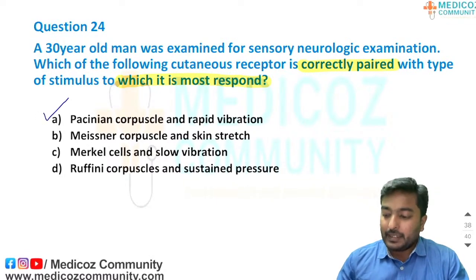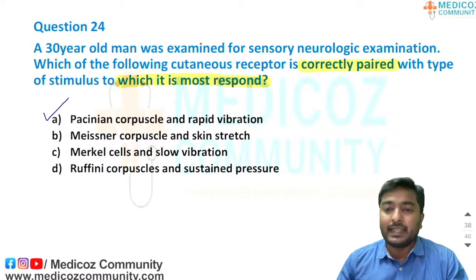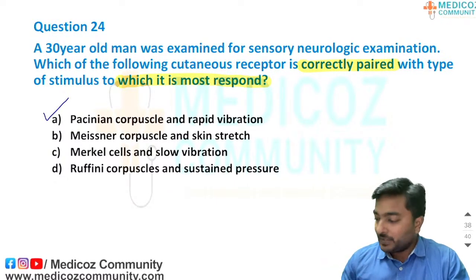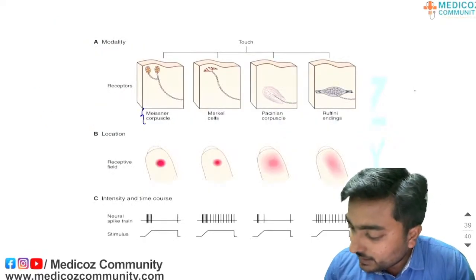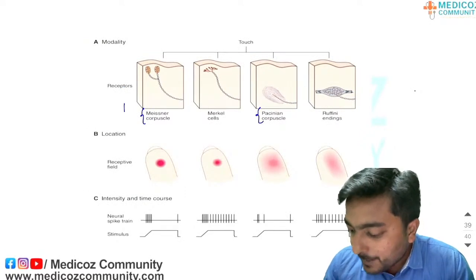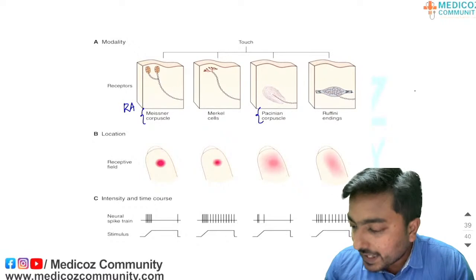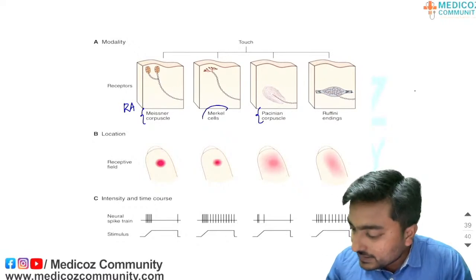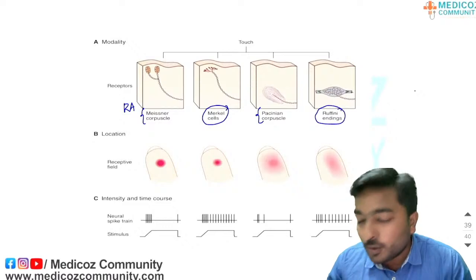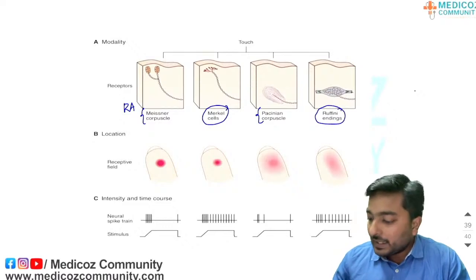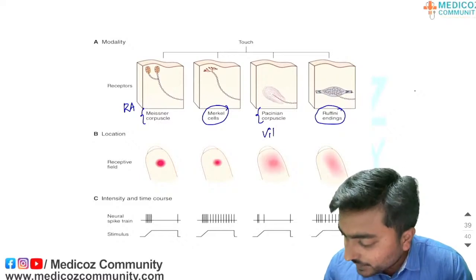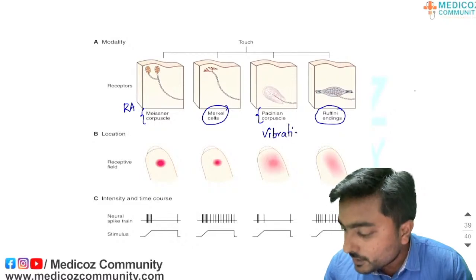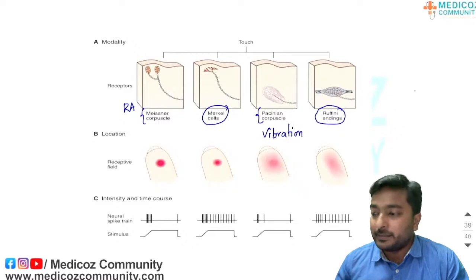Option A, Pacinian corpuscle and rapid vibration, is the correctly matched receptor and best stimulus. We will see the receptors: Meissner corpuscles and Pacinian corpuscles are the rapidly adapting receptors, and Merkel cells and Ruffini endings are slowly adapting receptors. The best stimulus to stimulate the Pacinian corpuscle is vibration.